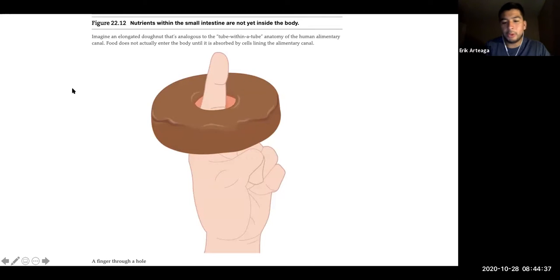So as you remember before, I was talking about the mouth and the anus being one continuous tract. Okay, so imagine an elongated donut that's analogous to a tube within a tube. Anatomy of a human alimentary canal. Food does not actually enter the body until it is absorbed by the cells lining the alimentary canal. Okay, so just think of this as one continuous tract, right?